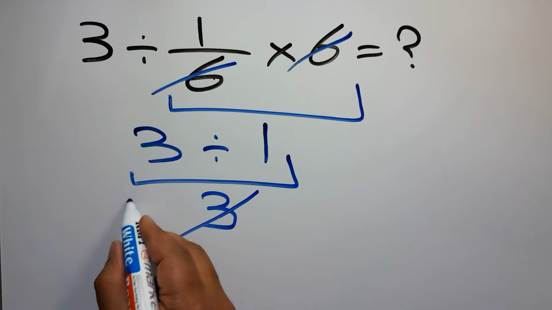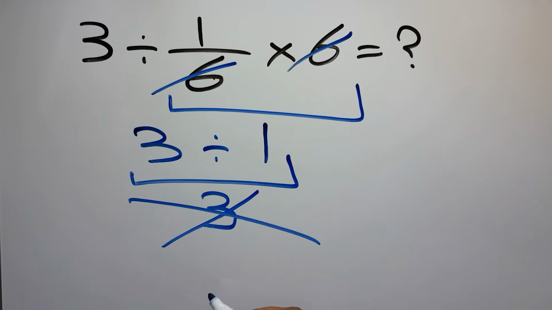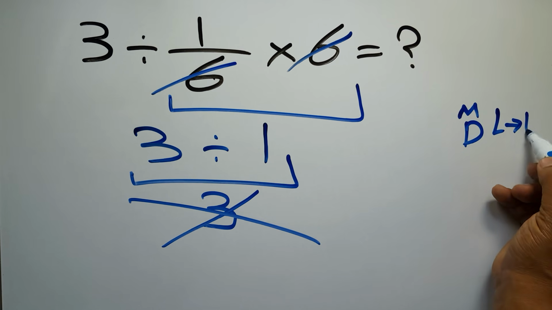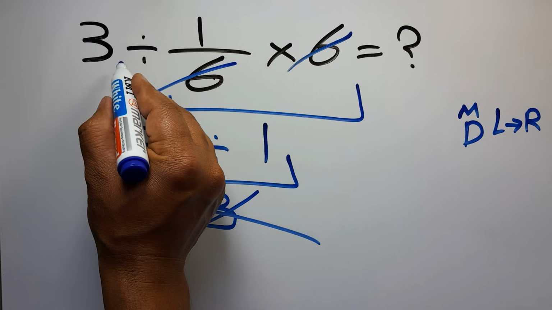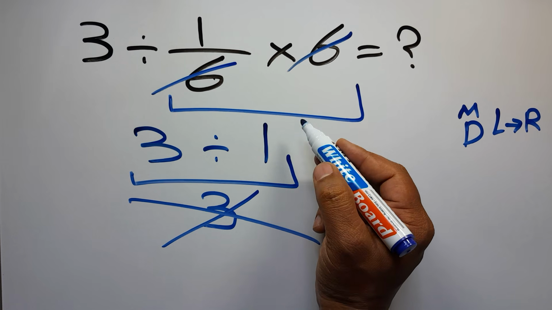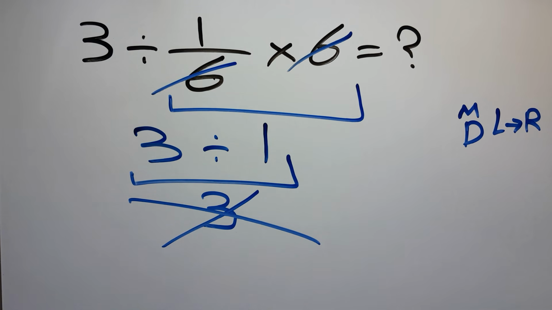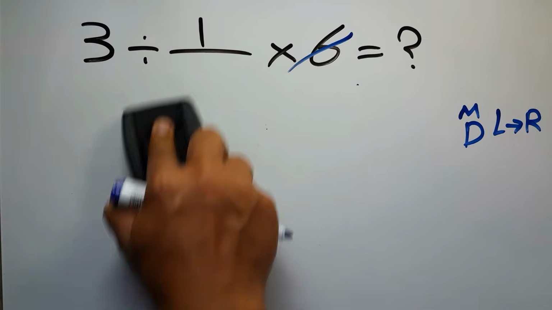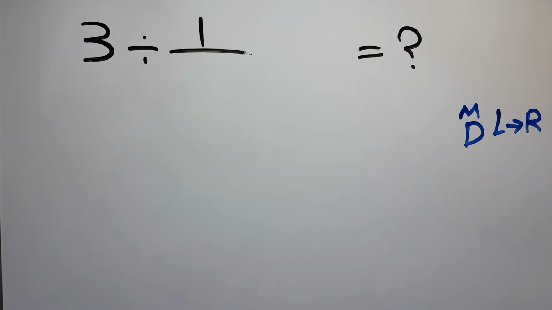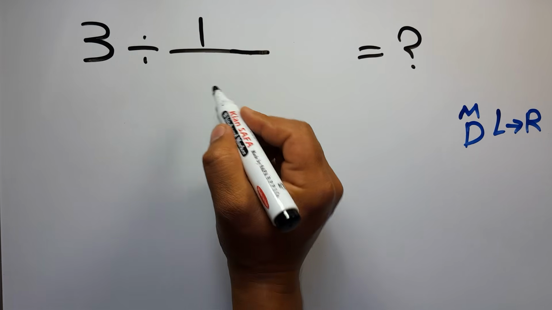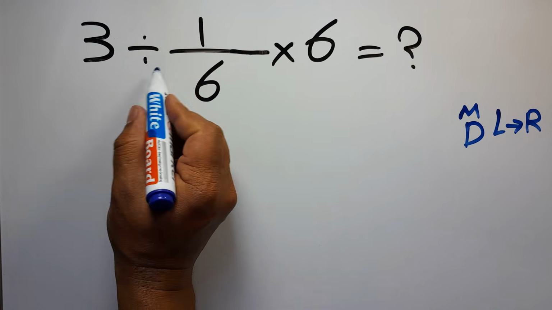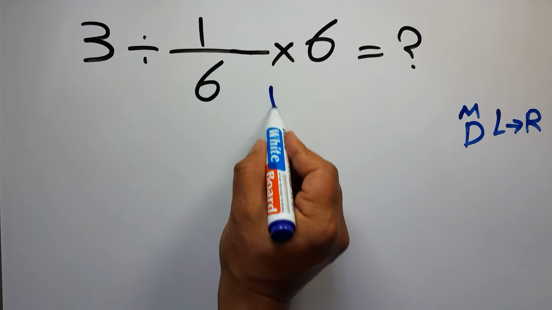But this answer is not correct because according to the order of operations, multiplication and division have equal priority and we have to work from left to right. So here, first we have to do this division, then this multiplication. If we do this multiplication before this division, it is wrong. So first this division, 3 divided by 1 over 6.